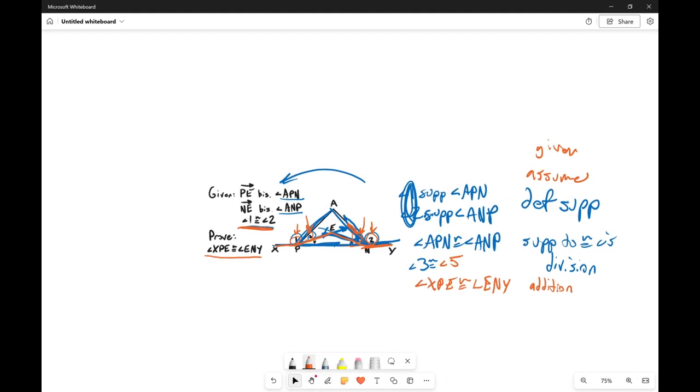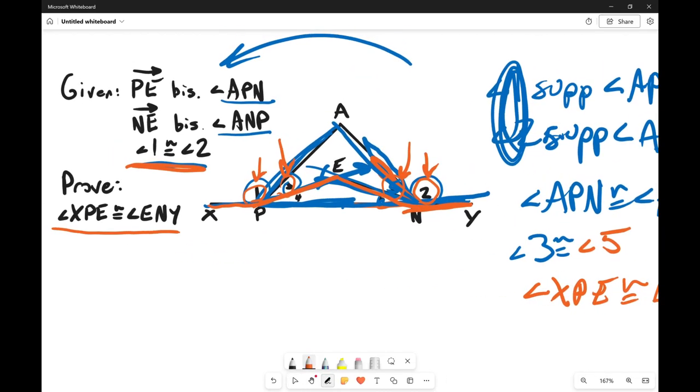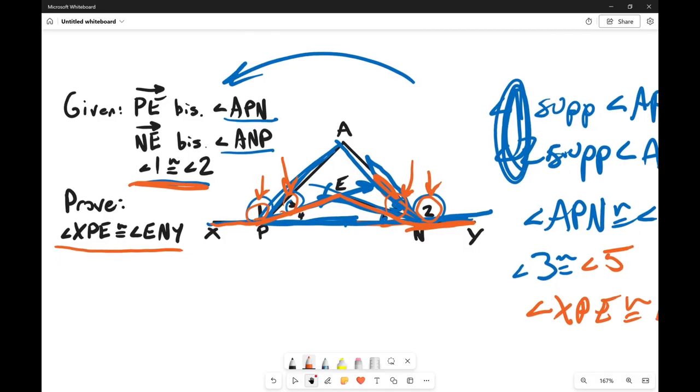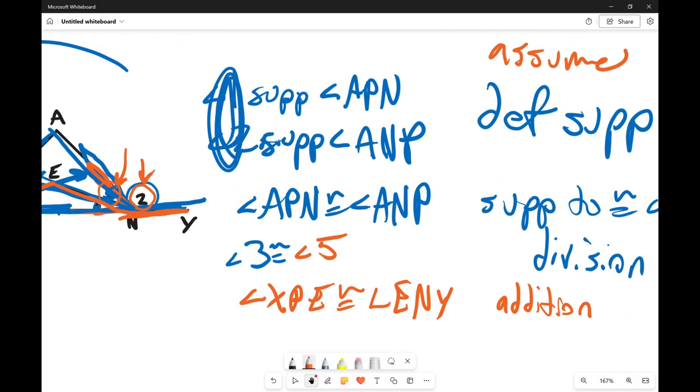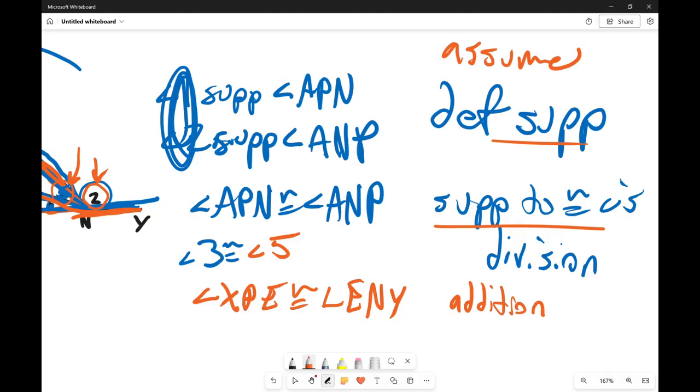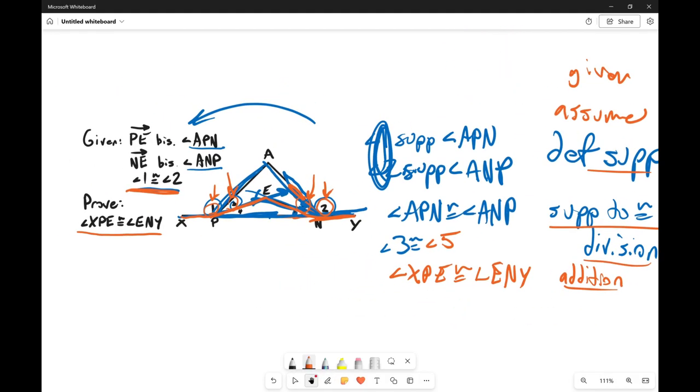Hopefully that made sense to you. Got a little messy over here. But basically the idea is we were able to use def sup, supplementary to congruent angles, division, addition, which are all pretty weird and difficult ones to use. And I think that's basically all I have for you.